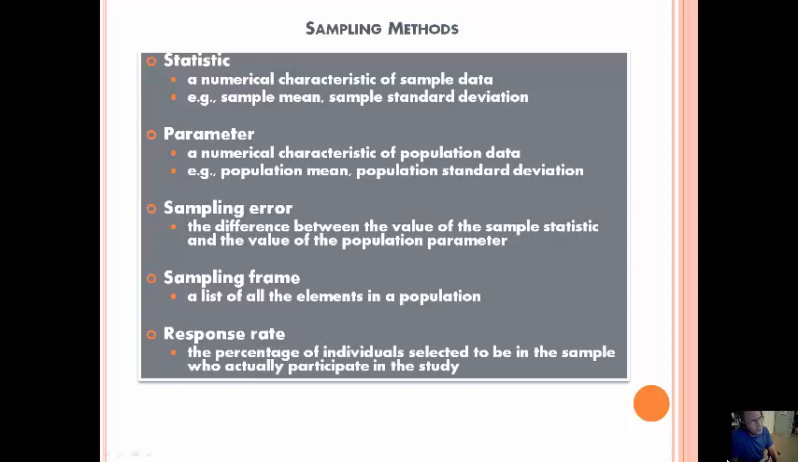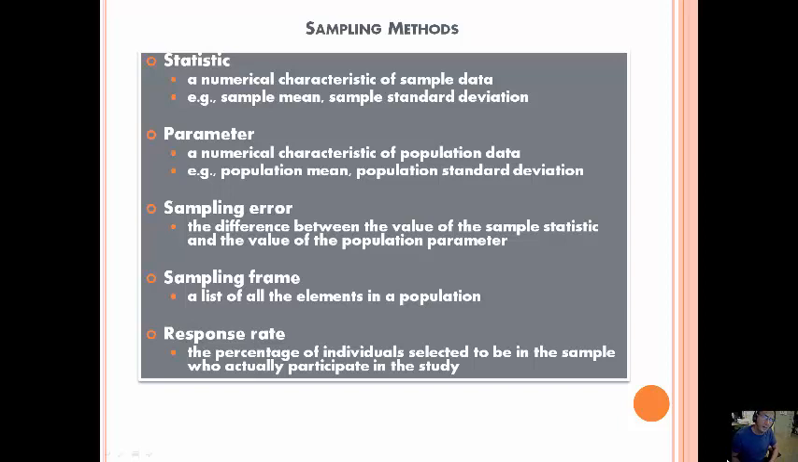This is something, though, that you probably need to know, and that is that statistics or estimates refer to samples, whereas parameters refer to populations. Whenever we have sampling error, a sampling error is just simply the difference between that which we measure in a sample and that which is in the population. The sample, remember, is meant to estimate the population. As you can see here also, the sampling frame is a list of all the elements in a population, and then the response rate is the percentage of individuals selected to be in the sample.